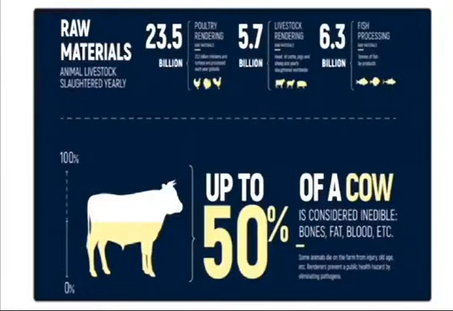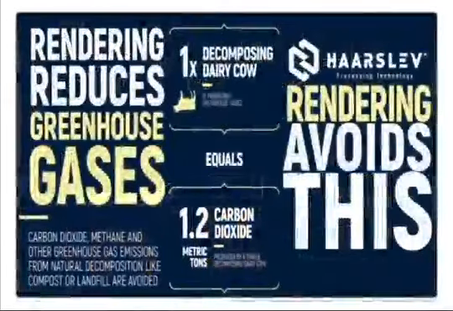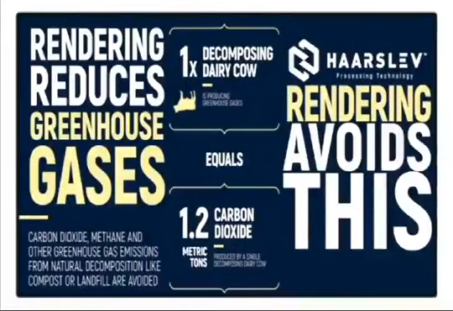They say up to 50% of a cow is not edible or usable, so they're taking those parts. They're taking 100% of the cow and they're rendering it, melting it down into a usable protein or substance, right? Go to the next slide. It reduces greenhouse gases, see? So it's going to help with global warming. It's going to stop global warming if we do this. This is what they're saying.